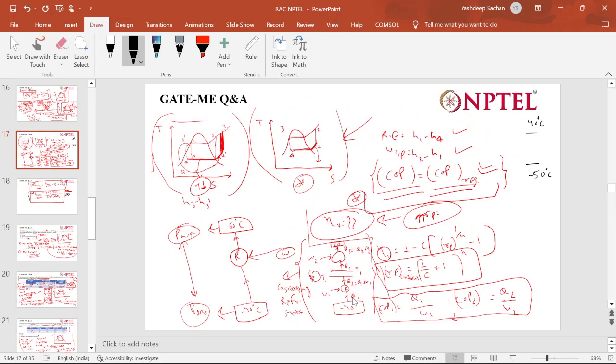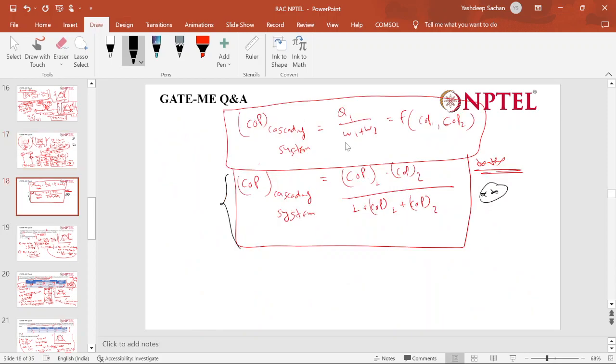So what is COP of 1 and COP of 2? COP of 1 is the refrigeration effect at the lower temperature over the work given to that pump, and the COP of system 2 is the refrigeration effect at the higher temperature over the work given to that system. So this is COP of 1 and COP of 2.